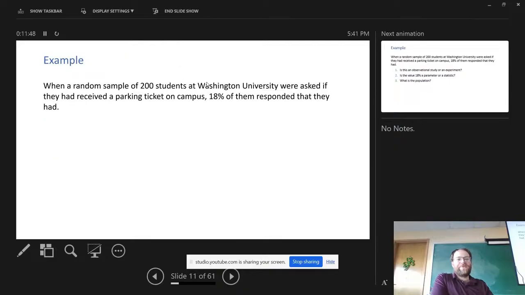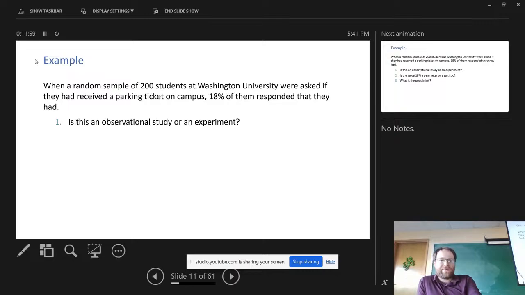So an example, when a random sample of 200 students at Washington University were asked if they had received a parking ticket on campus, 18% of them responded that they had. Is that an observational study or an experiment? What do you think? So observational. Yep, observational study. Researchers just trying to figure out information, but not trying to change what's going on.